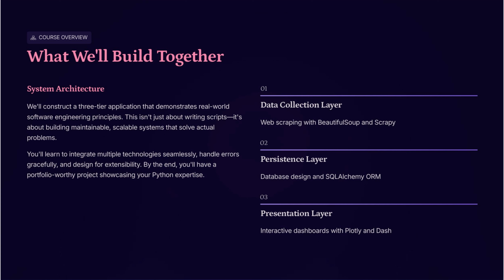We'll build a three-tier application focusing on real-world software engineering. The data collection layer uses Beautiful Soup and Scrapy for web scraping. The persistence layer involves database design with SQL Alchemy Object Relational Mapping. Finally, the presentation layer features interactive dashboards using Plotly and Dash, ensuring a maintainable, scalable system.